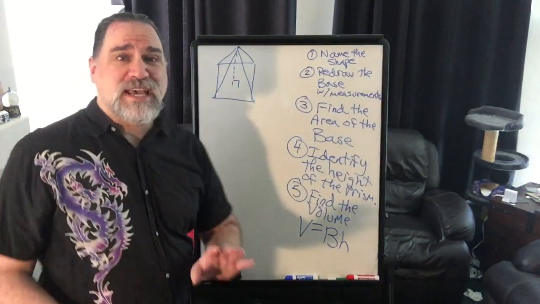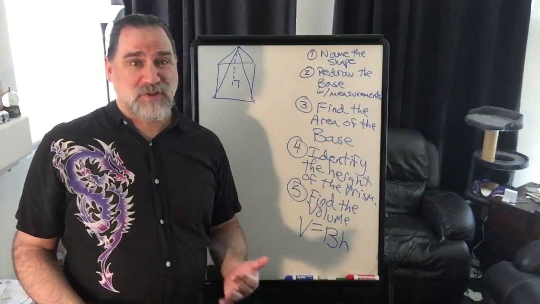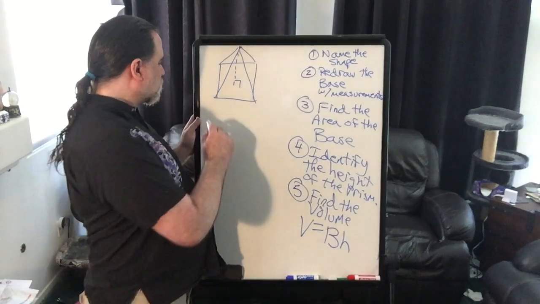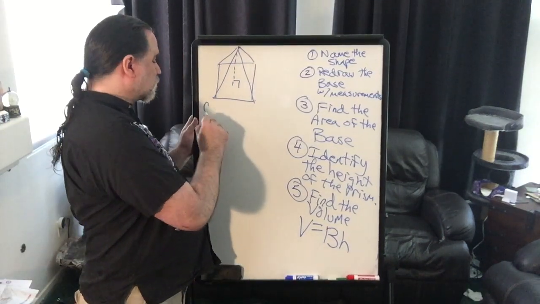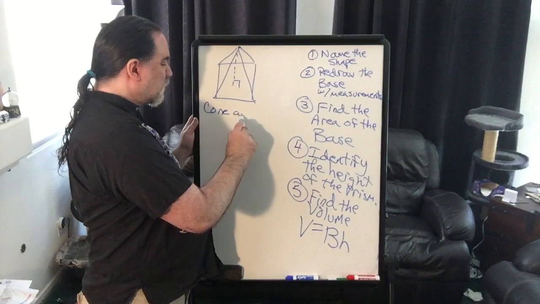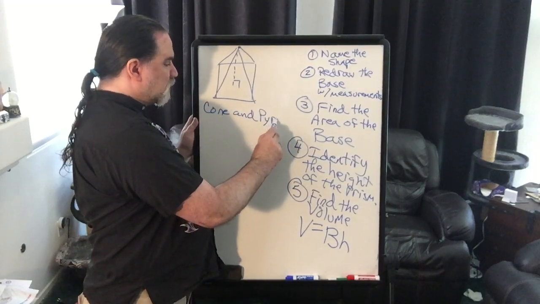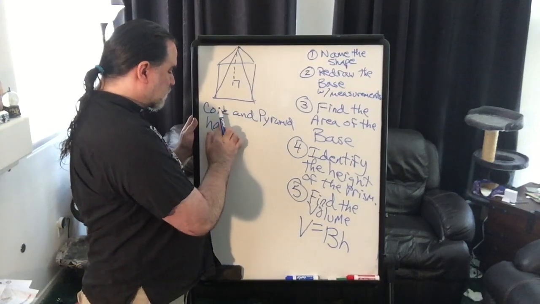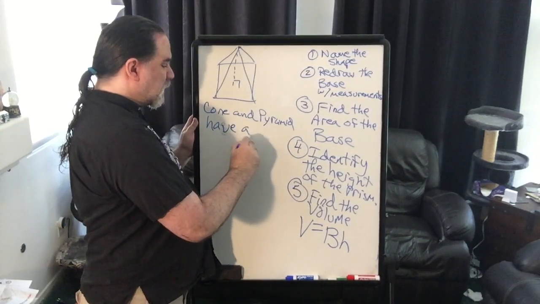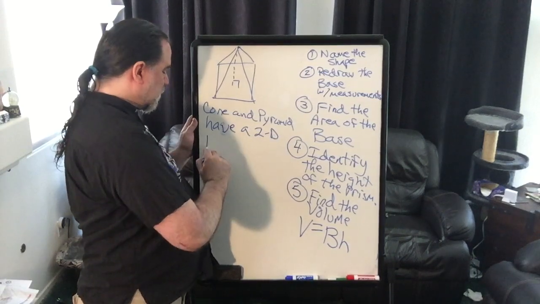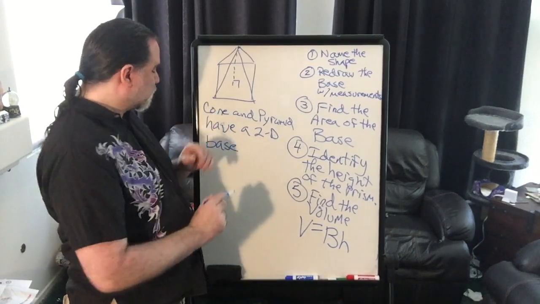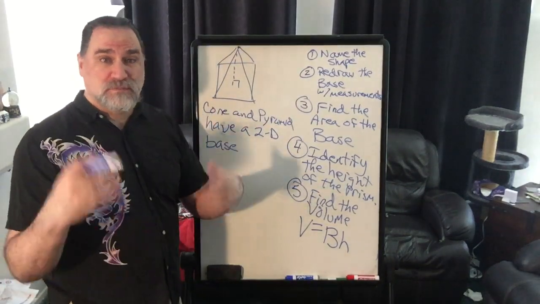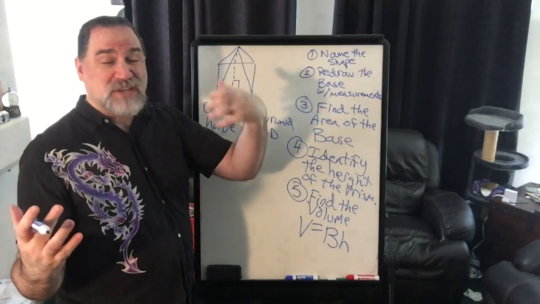In fact, let's take a moment here and define what is a pyramid, what is a cone. So let's see if I can give you the right definition here. A cone and pyramid have a 2D base. And again, it doesn't have to be on the bottom. This one happens to be. I'll draw you a cone. We're used to ice cream cones where the base is actually on the top.